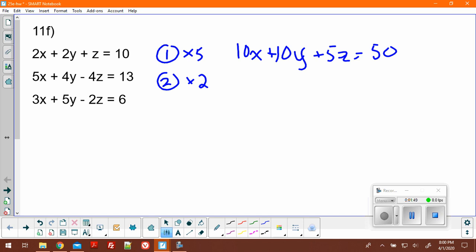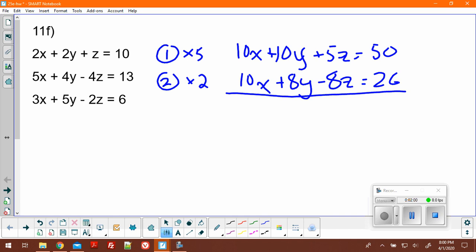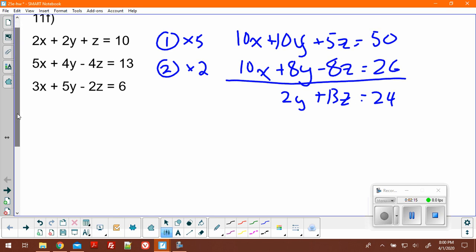My second equation, I'm going to do equation 2 times 2, so I get a 10 there. So 10x plus 8y minus 8z is equal to 26. That leaves me with 2y, and I'm subtracting here, so that must be plus 13z is equal to 24.